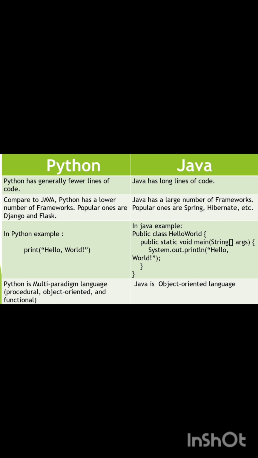Python is a multi paradigm language: procedural, object oriented and functional, and Java is an object oriented language. Python supports procedural programming using functions, object oriented programming using classes and objects, and functional programming using functions as first class and lambda functions. But Java uses inheritance, encapsulation and polymorphism, and classes and objects are the fundamental building blocks.